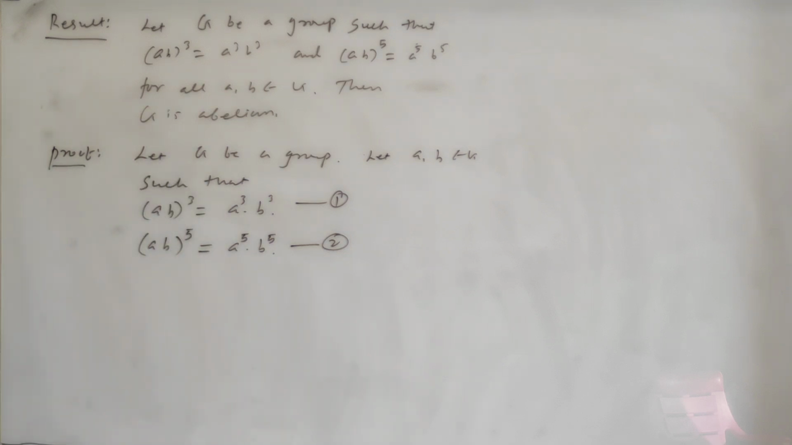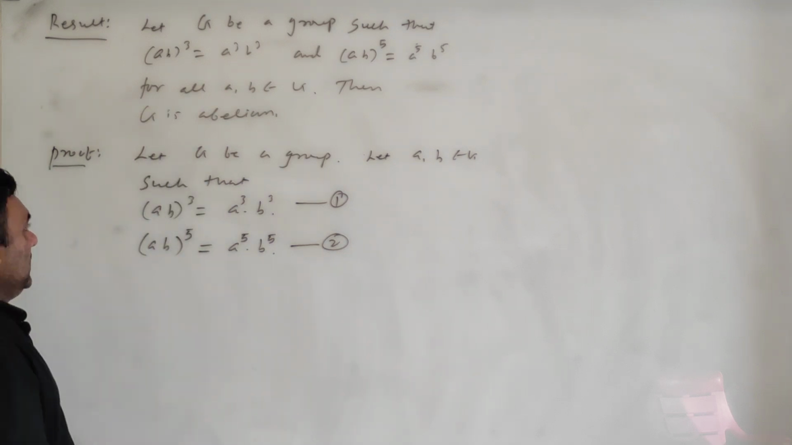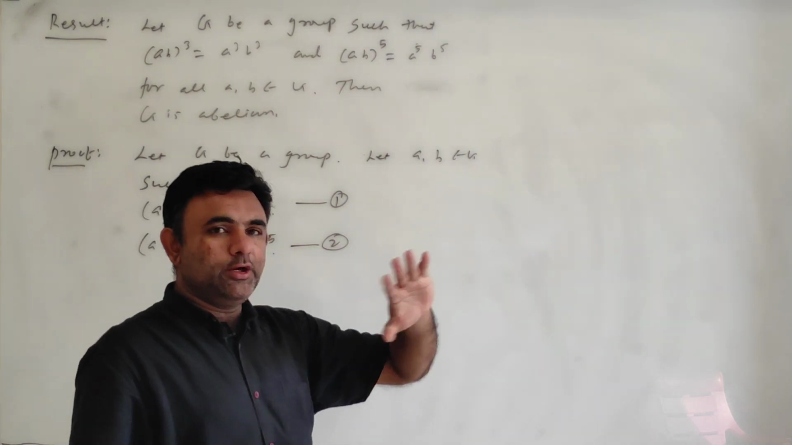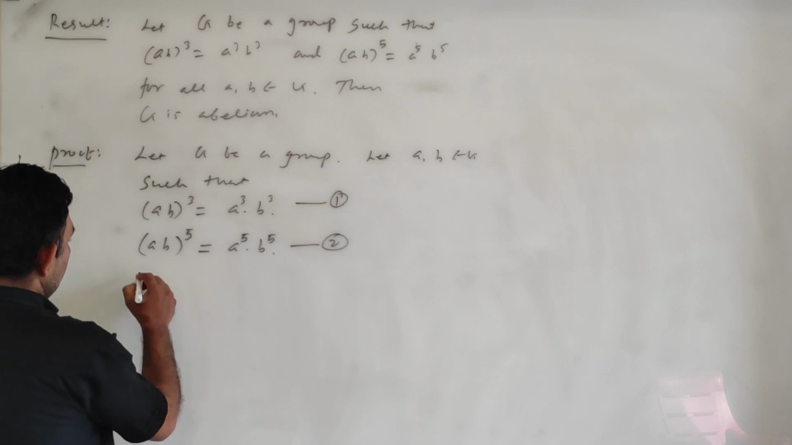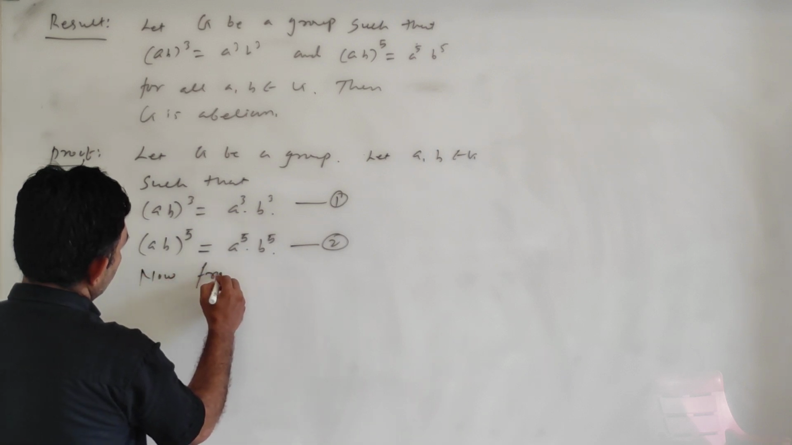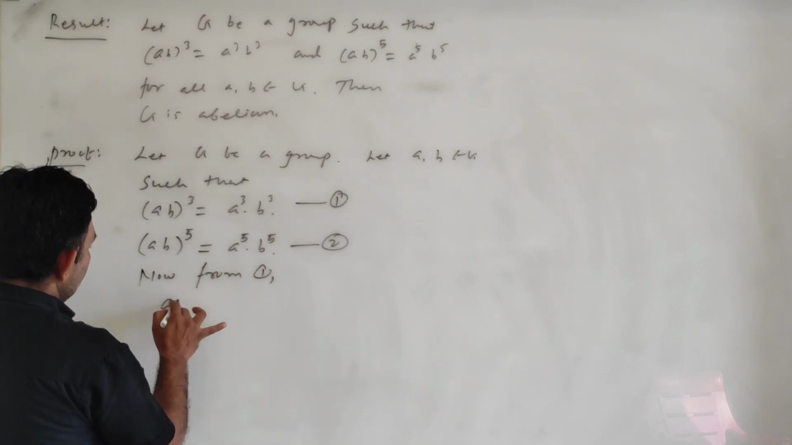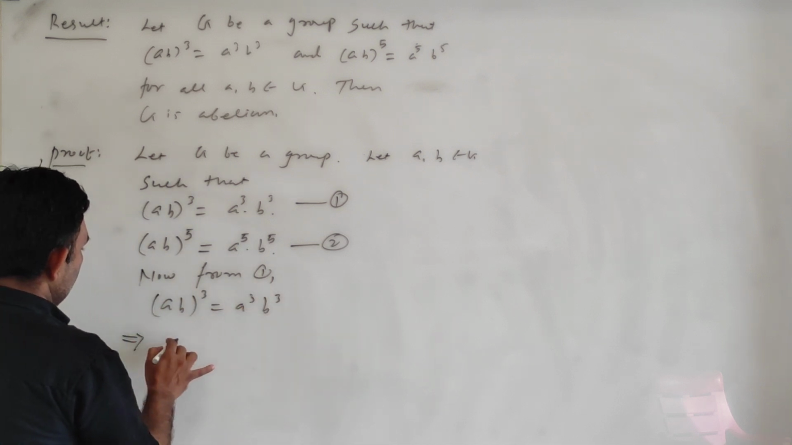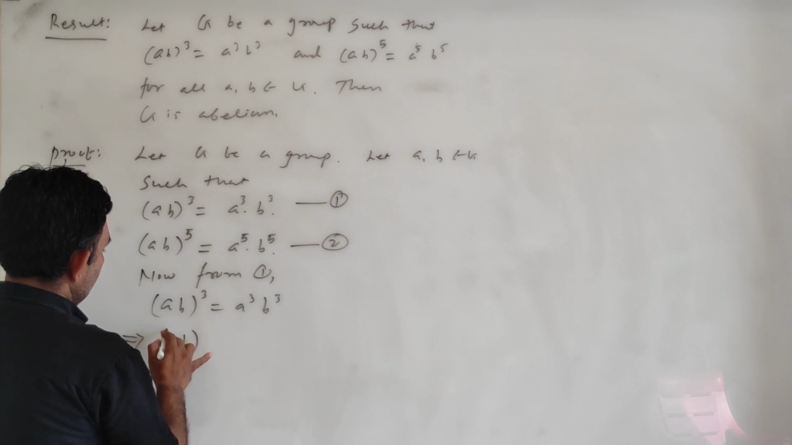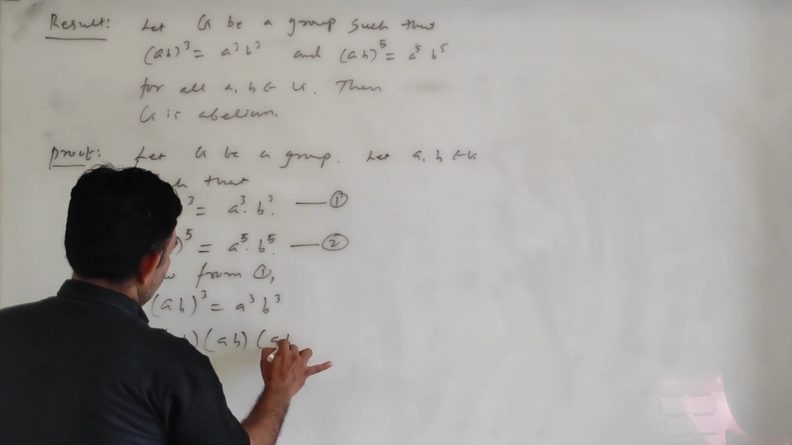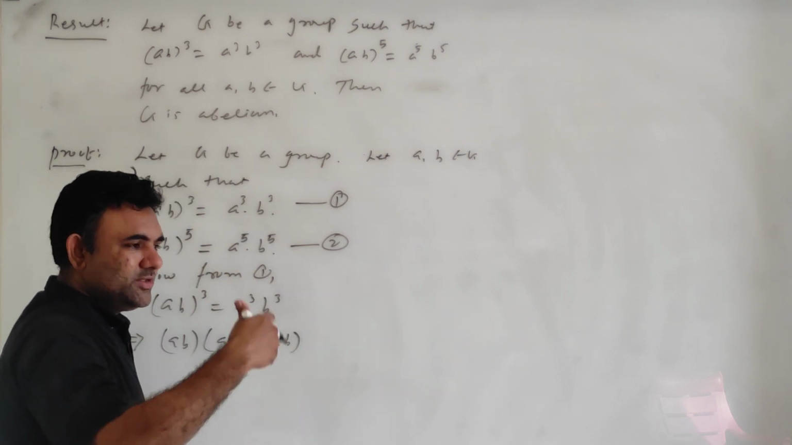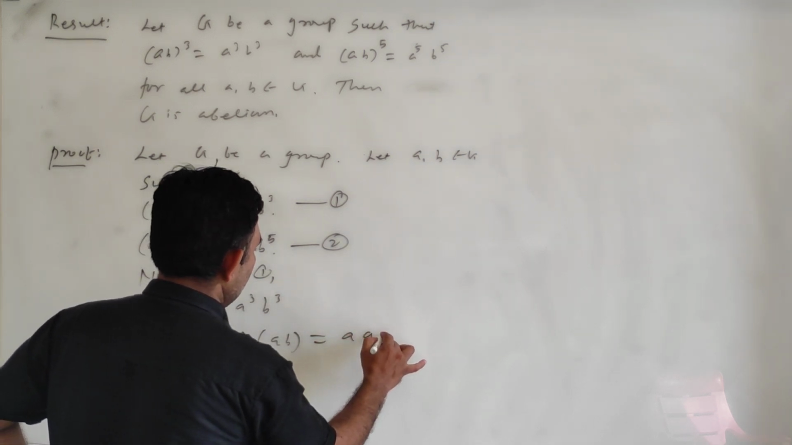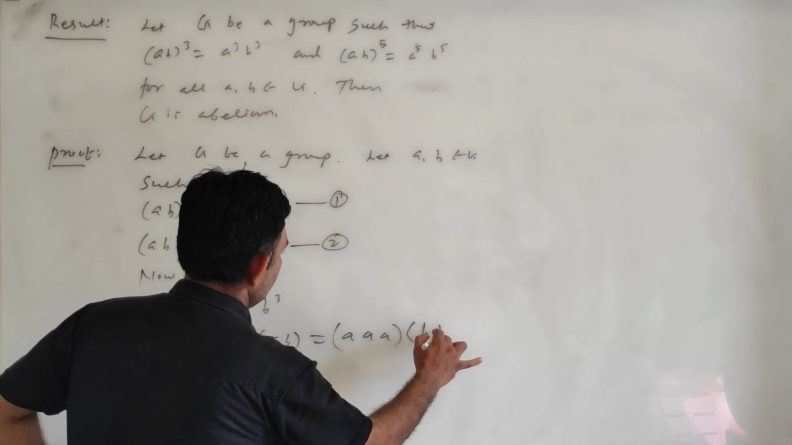Okay, so now let us see what happened. If we prove that AB equals BA, then we are done, because A and B are any two elements. So now from 1, (AB) cube is equal to A cube B cube. I can write (AB) cube as AB, AB, AB, three times. And here A cube means A and B, B, B.